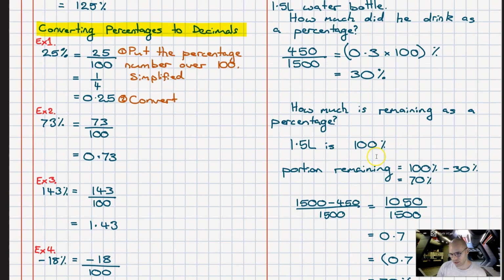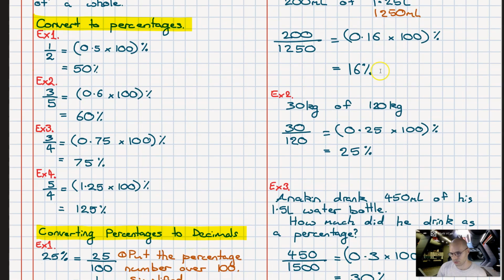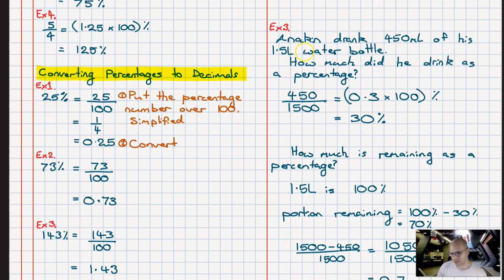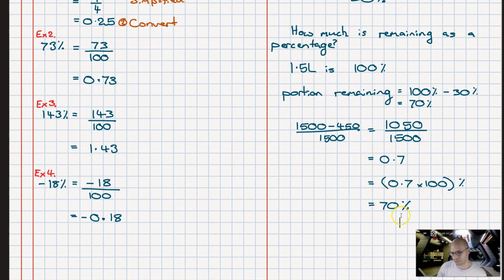So what we set out to do in this video was look at how we could express a quantity as a percentage of a whole amount. In the first example, we had 200 milliliters of 1.25 liters. You simply grab the first quantity, or the portion, and you stick it over the whole. In this case, we got 16% for the first one because the portion was less than the whole. Same for the second example. And then in the third example, we had a look at a more contextual problem: 450 milliliters of water drunk from a 1.5 liter bottle. And we discovered that 30% was drunk and therefore 70% was left over.